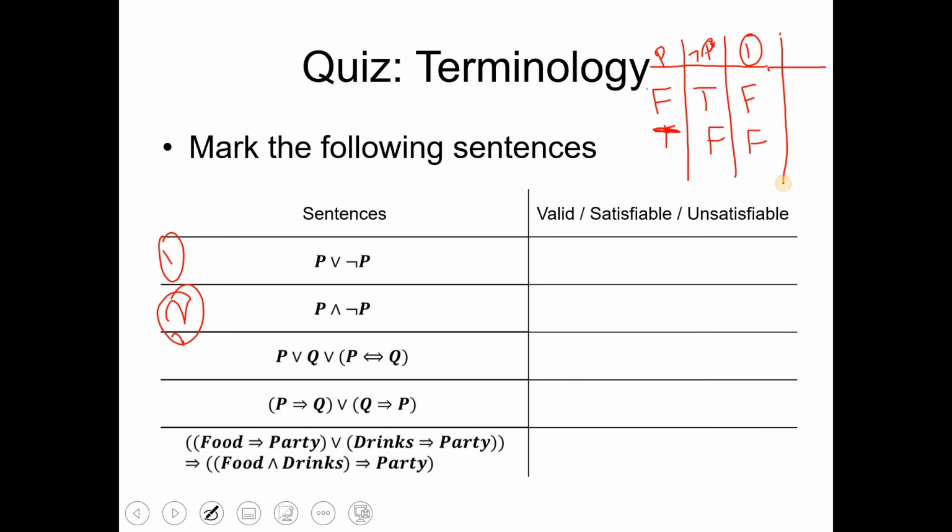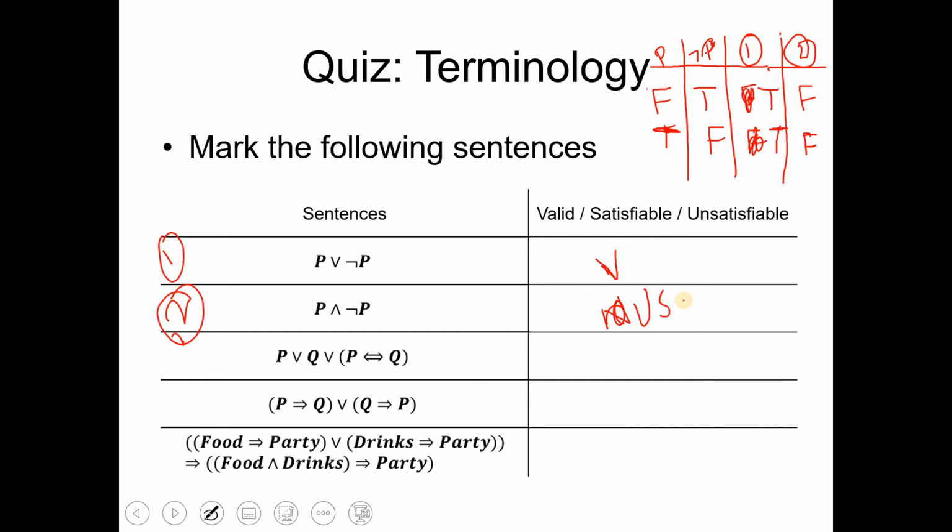Whereas the number 2 sentence, P and not P, will be false and true, so it is false. The other one is true because there is an OR gate, and OR is always true here, while the AND will be false. So overall, your sentence number 1 will be true, true, so it will be valid. Sentence number 2 will be unsatisfiable.